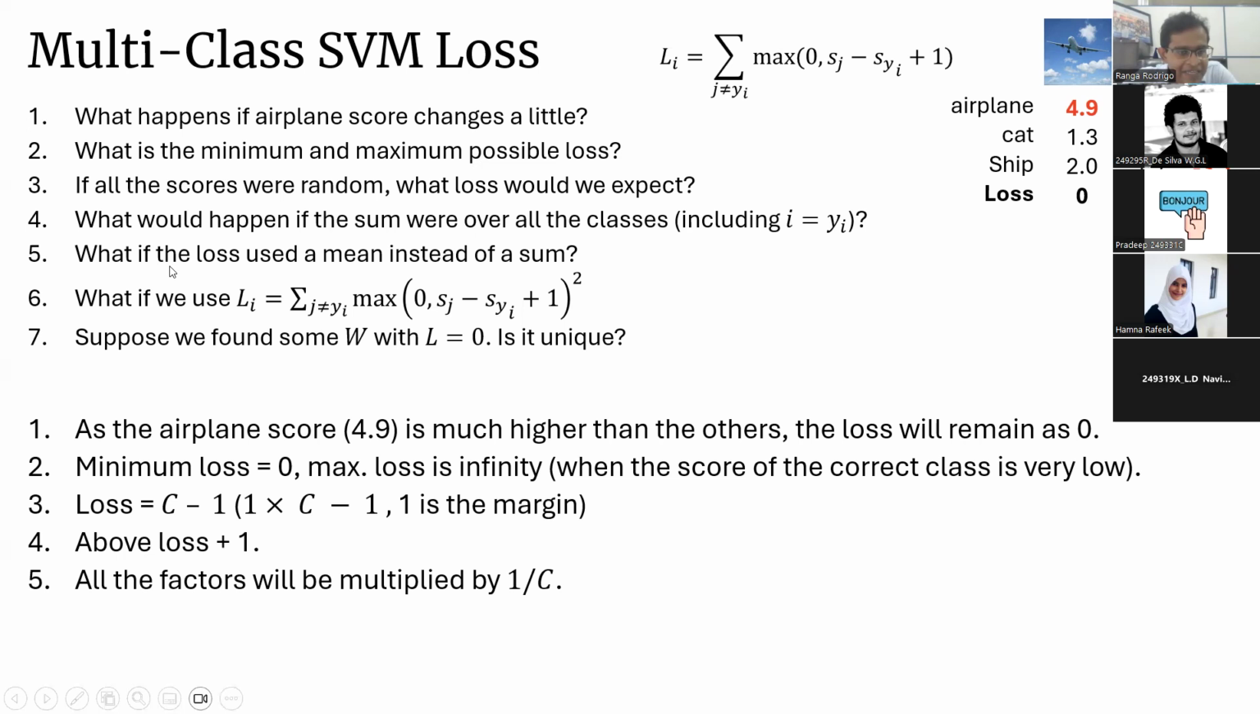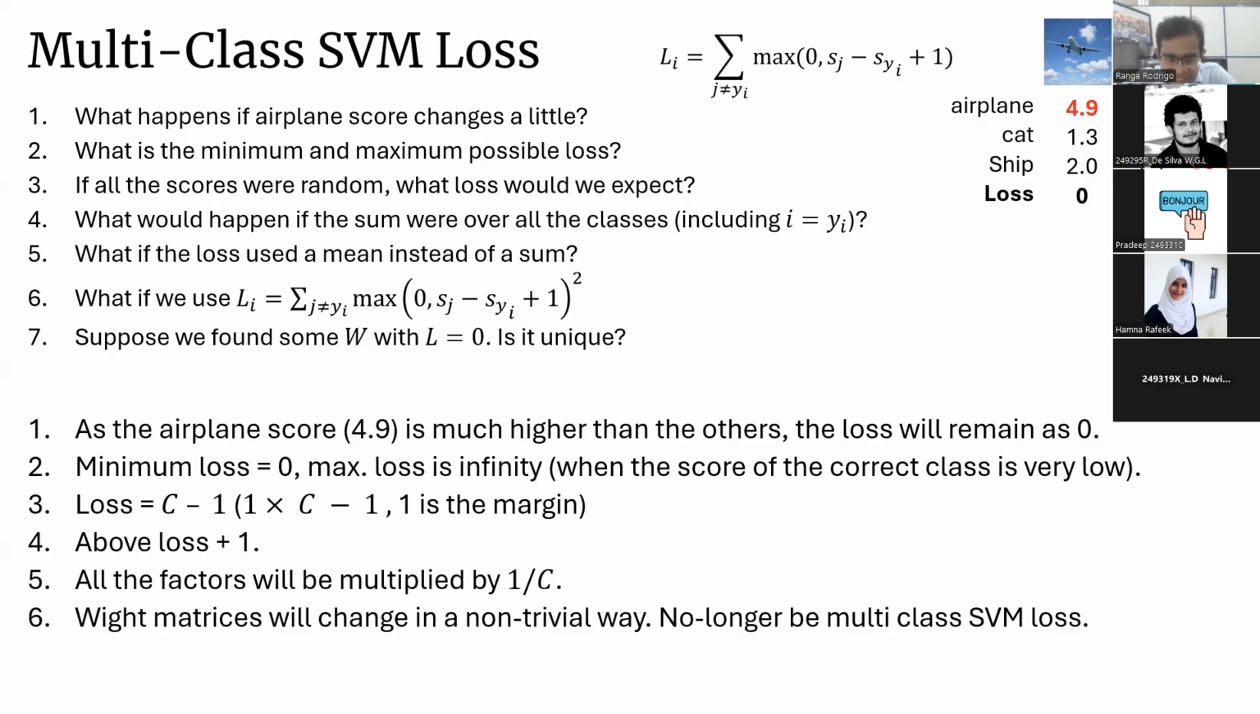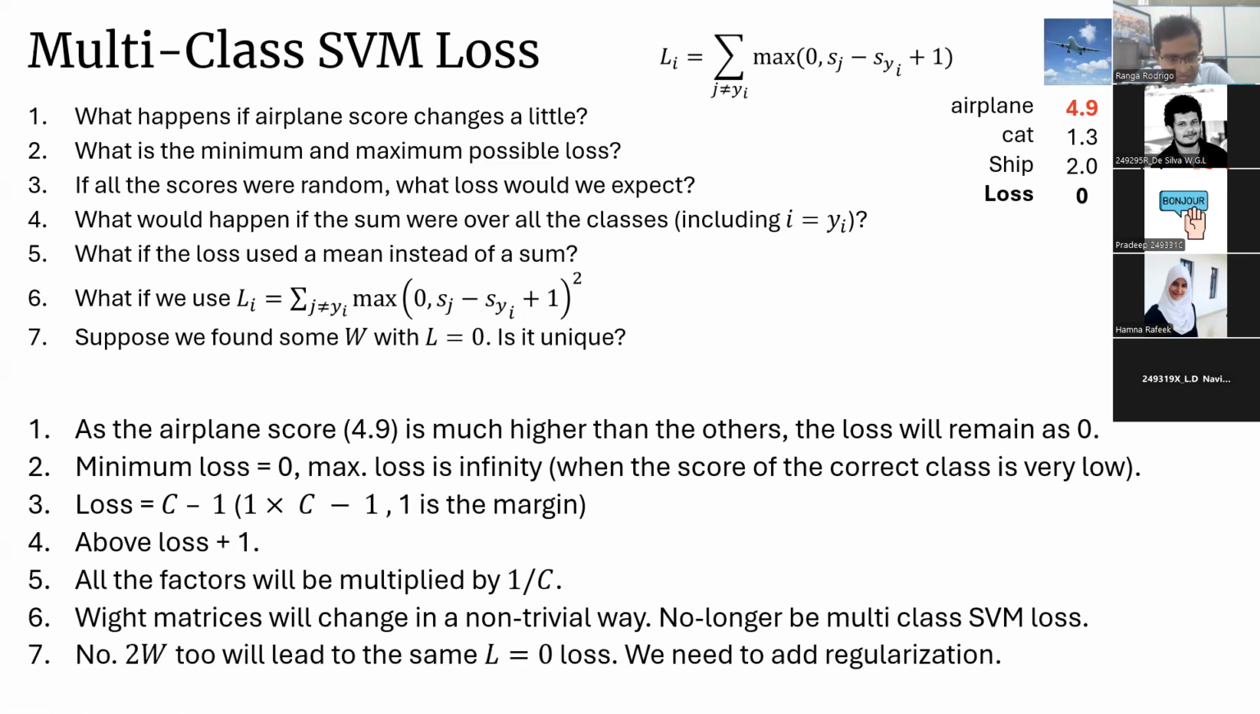Then question number 5, what if the loss used mean instead of the sum? Here we are summing in mean, which means all the factors will be multiplied by 1 over C, no problem. Next, question number 6: if we use squared here rather than this one, the weight matrices will change in a non-trivial way, and it will no longer be the multi-class SVM loss. I'm not explaining this now, so please think about it.